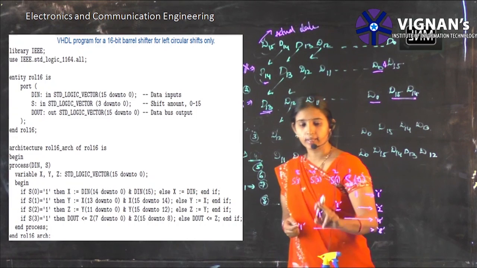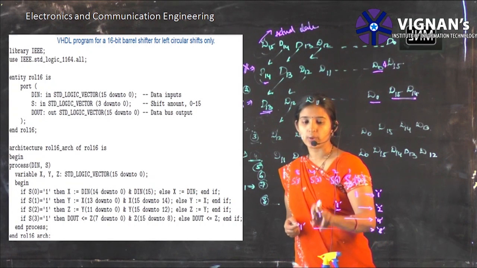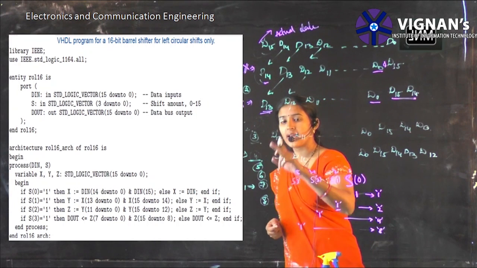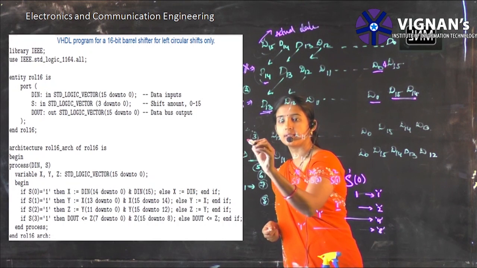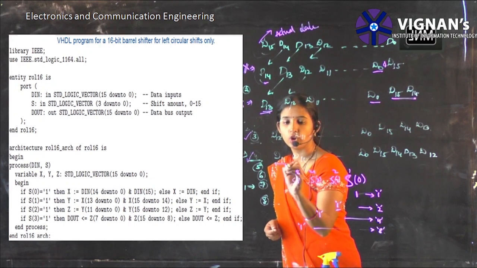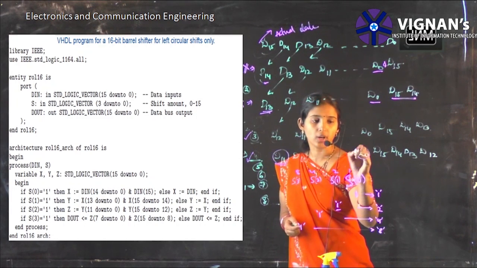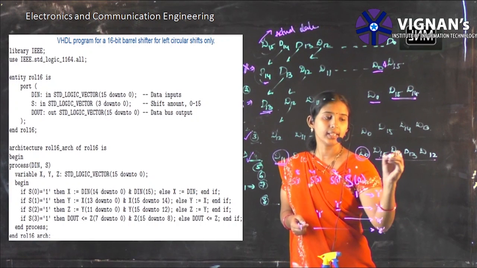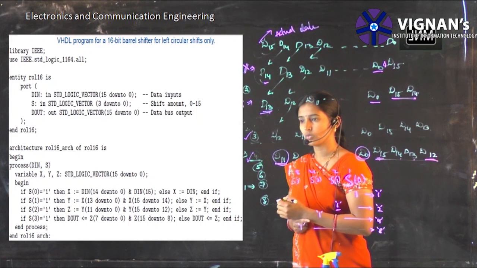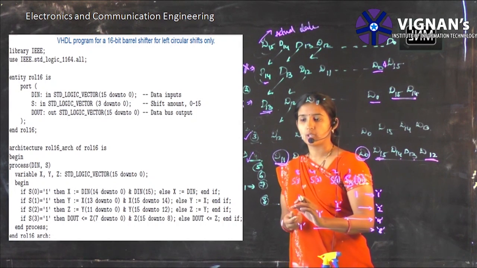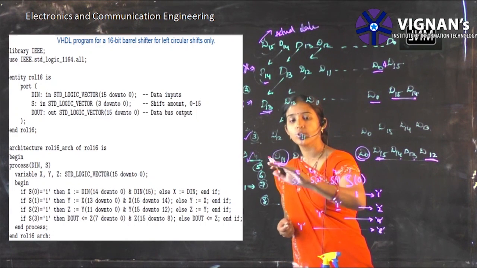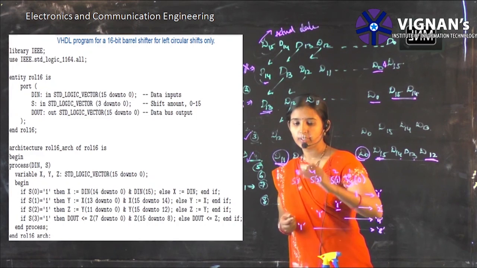Now, if S of 2 is equivalent to 1, that means 4 shifts have to occur. If 4 shifts have to occur, what will be your output? This is one more, the third shift, and this is your 4th shift. After 4 shifts, you will be left with D11 to D0 in concatenation with D15, D14, D13, D12, that means 15 down to 12. If S2 is not equivalent to 1, we'll be discussing that.